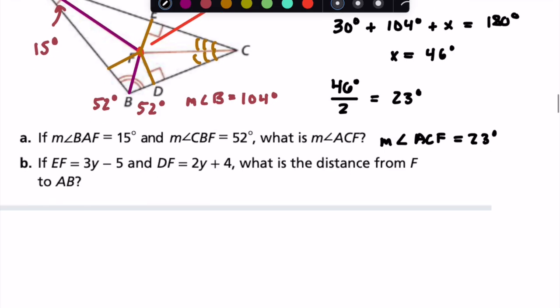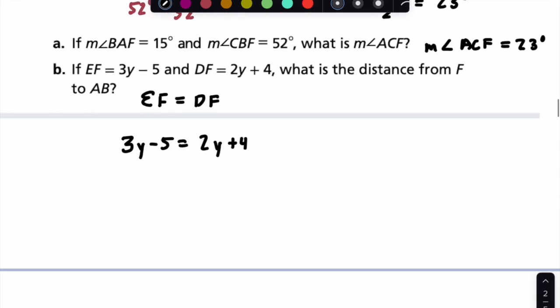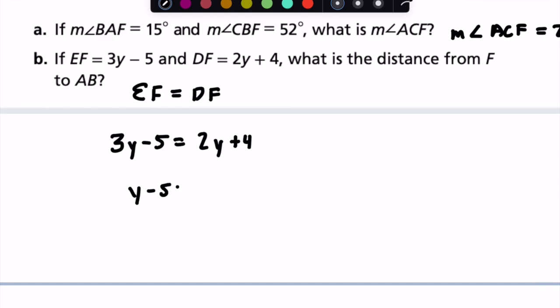Okay, so it's asking for what is the distance from F to AB. So here is F. What is the distance between F to AB? And we know that the incenter is equidistant from all sides of a triangle. So therefore, EF has to equal DF, or 3y minus 5 is equal to 2y plus 4. Therefore, y minus 5 is equal to 4, or y is equal to 9.